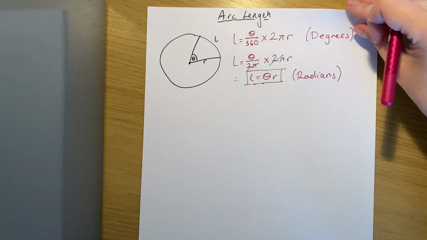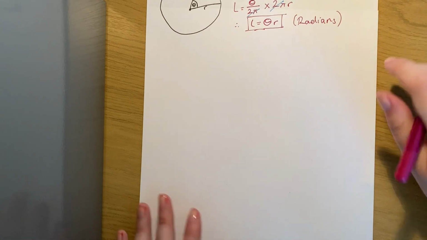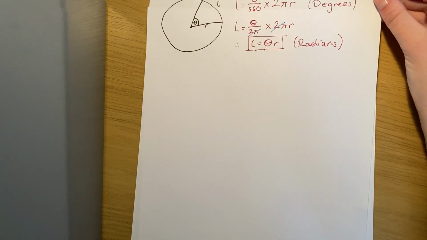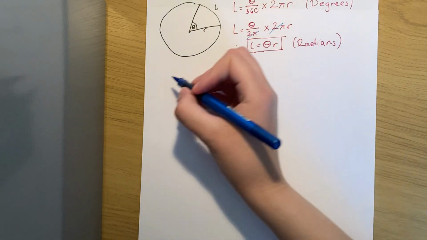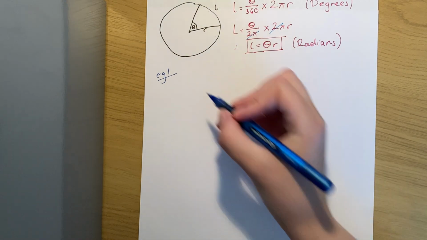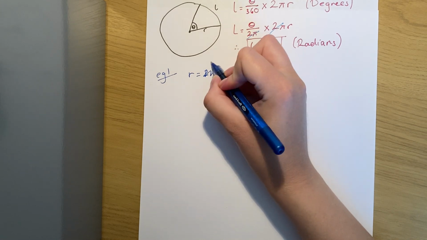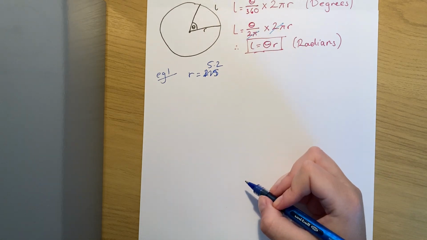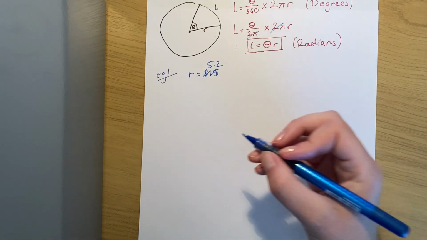So we're going to do quite a few examples to use that, because it is quite a simple concept, so we can use it in a variety of different ways. So example number 1 says find the length of the arc of a circle of radius 5.2, not 2.5, can't remember numbers, given that the arc subtends an angle of 0.8 radians.